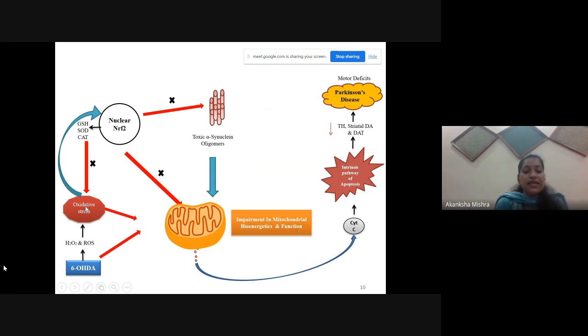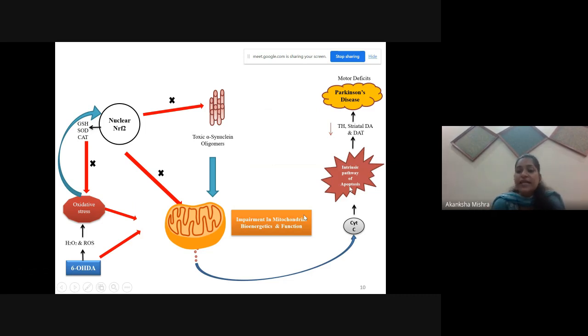Both 6-hydroxydopamine and oxidative stress collectively cause the mitochondrial dysfunction. When mitochondrial dysfunction happens, there is a release of cytochrome C. There are two pathways for mitochondria-mediated death, one internal and the other external, intrinsic and extrinsic. Where the mitochondria is involved, that is the intrinsic pathway of apoptosis, in which cytochrome C is released.